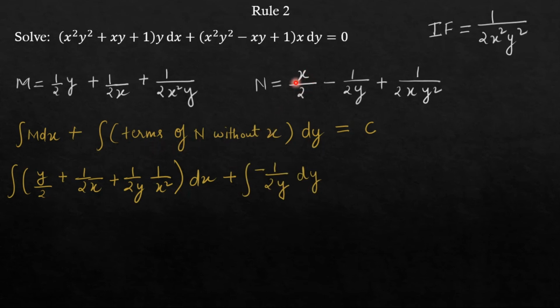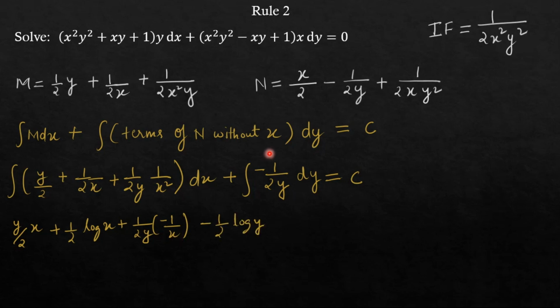Here this term is containing x, so we will neglect this. This term is also containing x, so I will neglect this also. So we are left with only this term, that is minus 1 upon 2y. So we have written here minus 1 upon 2y dy is equal to constant. Now you can see we are integrating with respect to x, so I will treat y as a constant. So integration of y by 2 will be y by 2 into x. Integration of 1 by x is log x, so it will become 1 by 2 log x. Here integration of 1 by x square is minus 1 by x, so it will become 1 by 2y into minus 1 by x. Integration of 1 by y is log y, so it will become minus 1 by 2 log y is equal to constant.